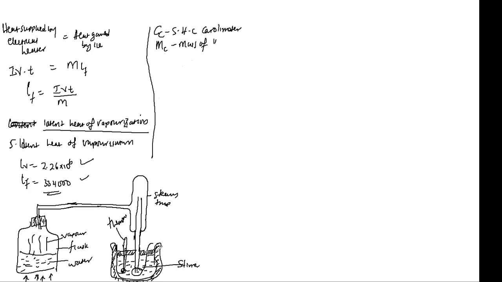Then it is also half filled. This is our calorimeter. It is half filled with cold water of mass Mw. The water is stirred and its initial temperature θ1 is recorded. So when you stir the water, the initial temperature can be determined.